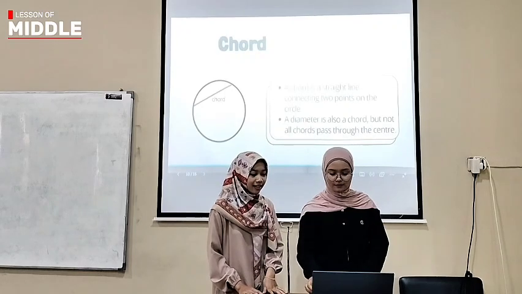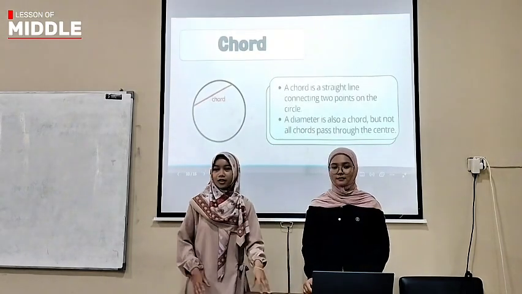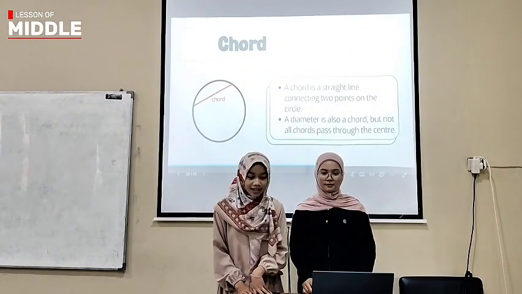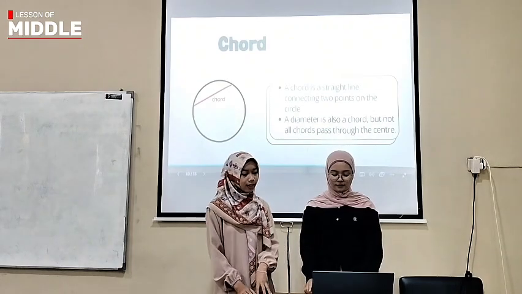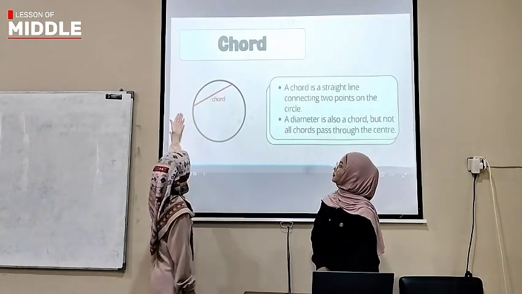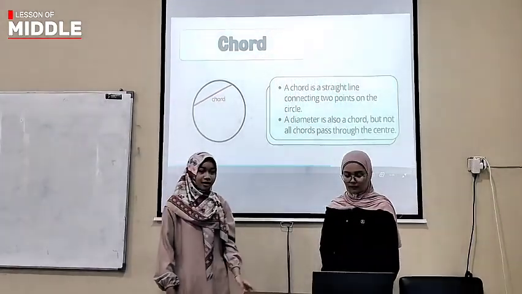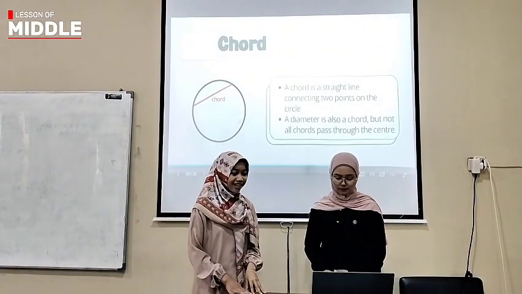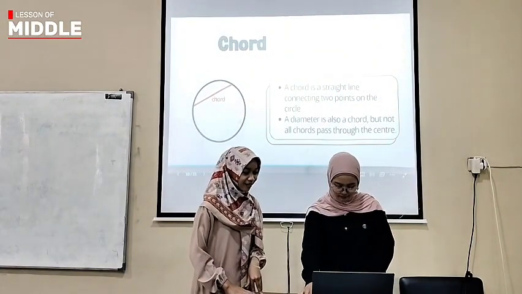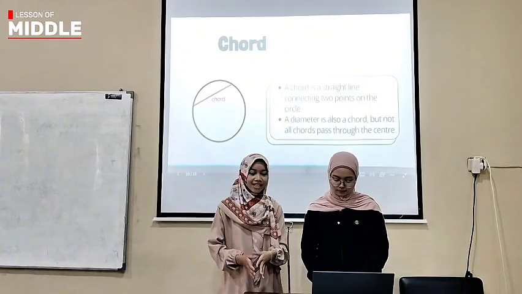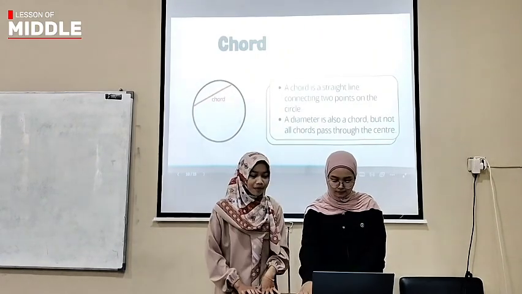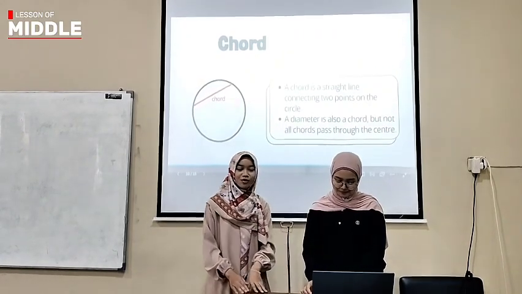Okay, and the next, a chord. A chord is a straight line connecting 2 points on the circle, from this to this. And a diameter is also a chord, a chord that passes through the center.